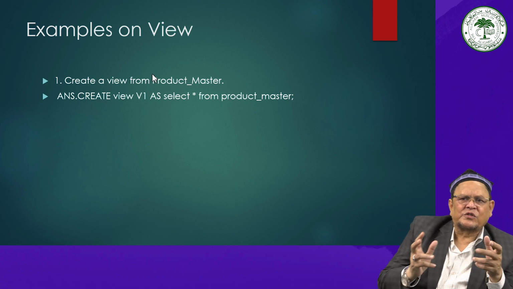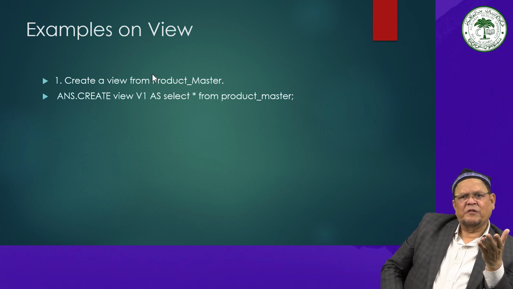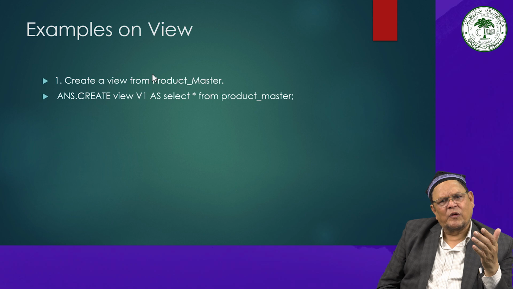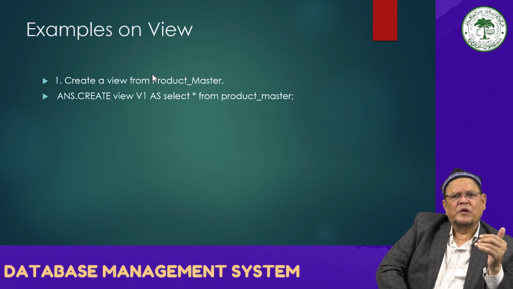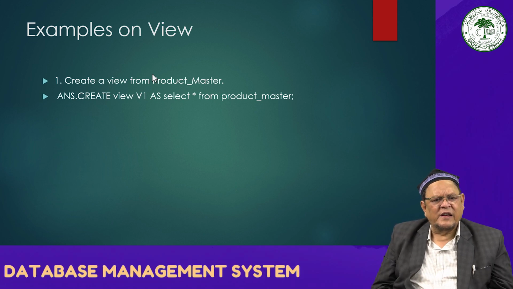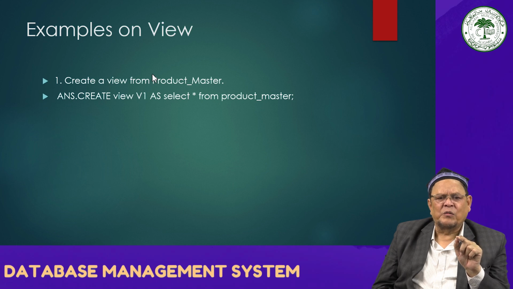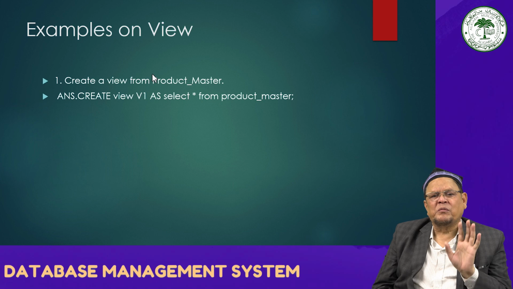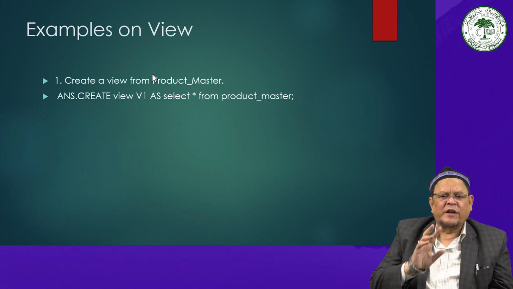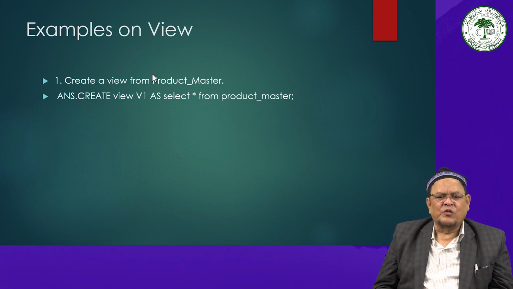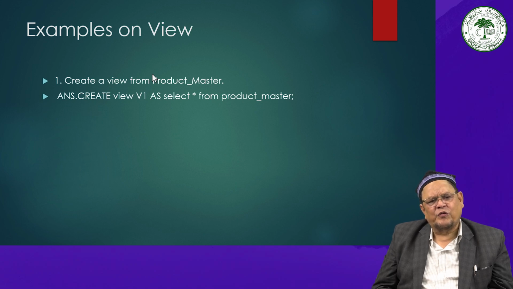The first question on the view, same as the previous ones I have asked, will help you understand more clearly. The first question is to create a view from product master. The answer is create view v1 as select * from product master. If you type this on the screen in your computer, it will create a view from the product master.